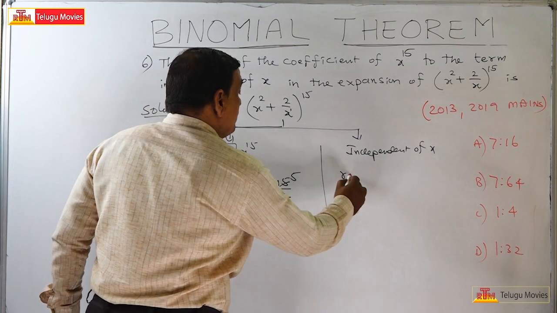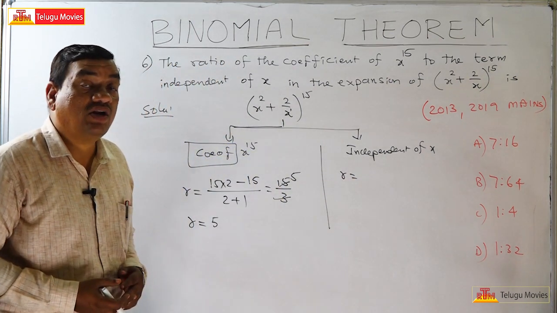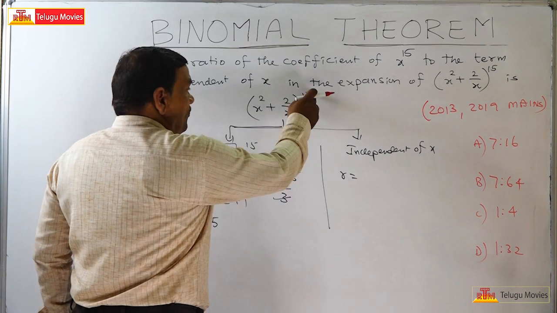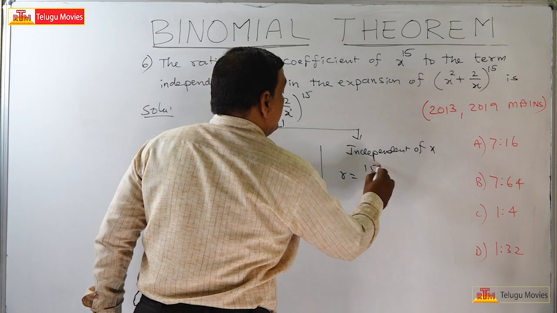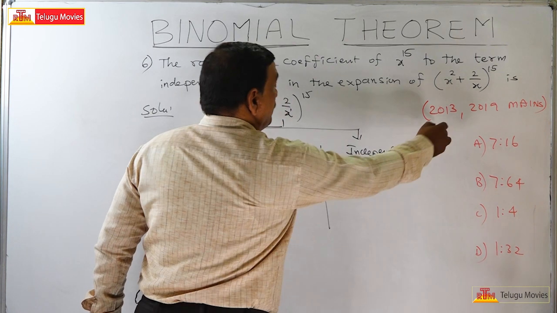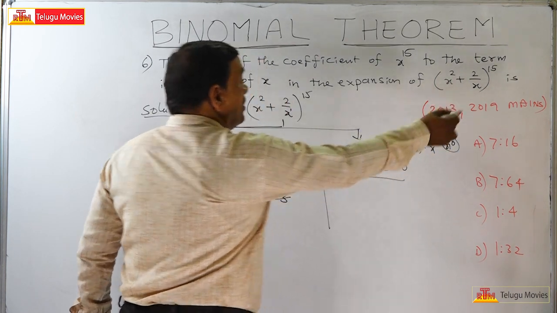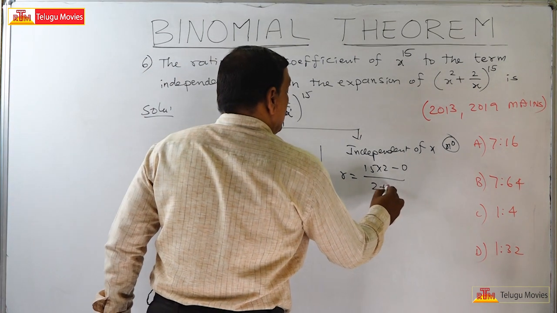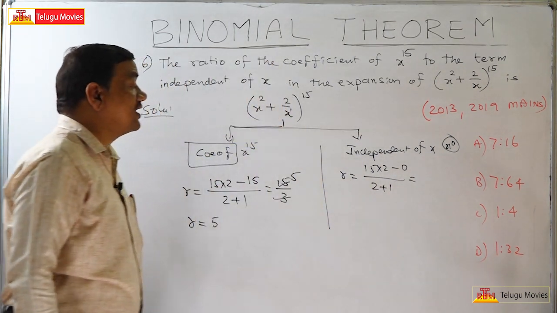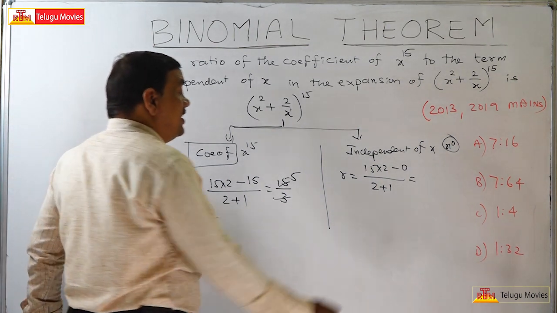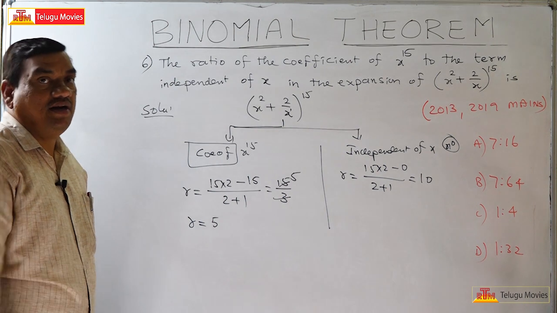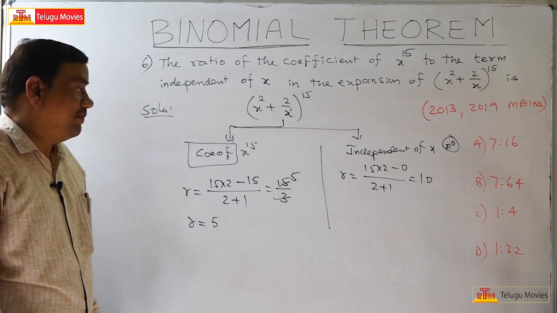Now coming to the independent term, let the independent term be the T r plus 1 term, where r is equal to 15 into 2 minus 0 actually. Why? Because here it is x power 0, the independent term, a constant, by p plus q, 2 plus 1. That is 15 twos are 30, 30 by 3 is 10. So the 11th term will be the independent term.